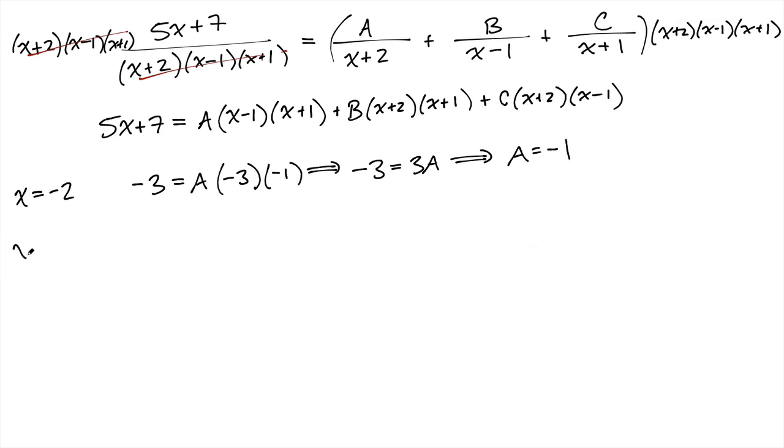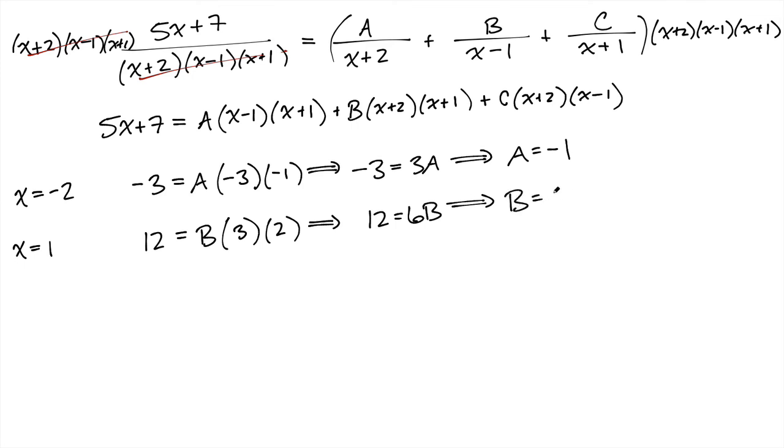And we can do the same thing with the other zeros of that original denominator. If you plug in x equals 1, you get 5 times 1 plus 7, that's 12, equals, and now every term that has a factor of x minus 1 will cancel out. So now the a term and the c term disappear, and we're left with b times 1 plus 3, 1 plus 2 is 3, and 1 plus 1 is 2. So we have 12 equals 6b. Divide both sides by 6, and we get b is equal to 2.